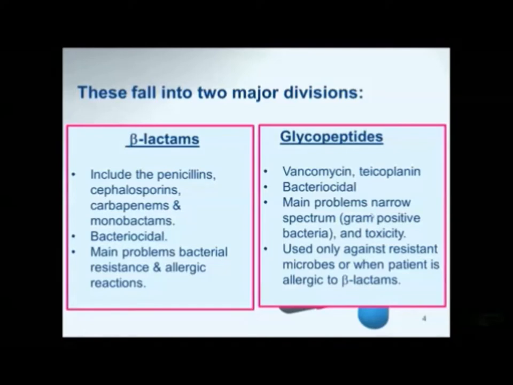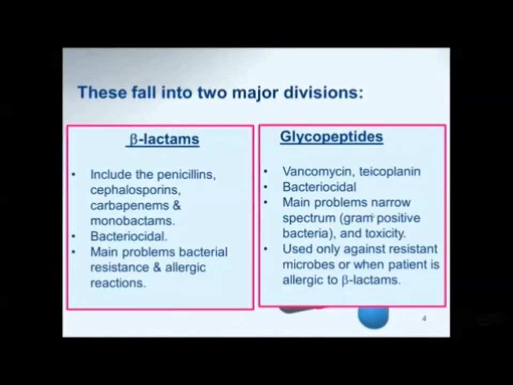Now the spectrum of an antibacterial defines how many different bacteria it's able to kill or stop growing. So a very broad spectrum drug would be able to control both gram-positive and gram-negative bacteria, a whole range of species of bacteria. Narrow spectrum may be just gram-positive, just gram-negative, or just certain ones within either of those categories.